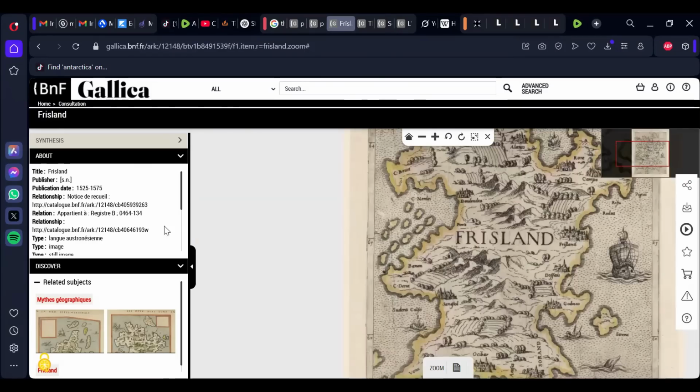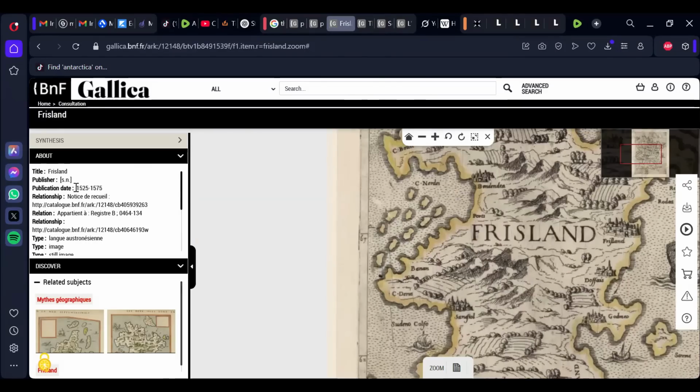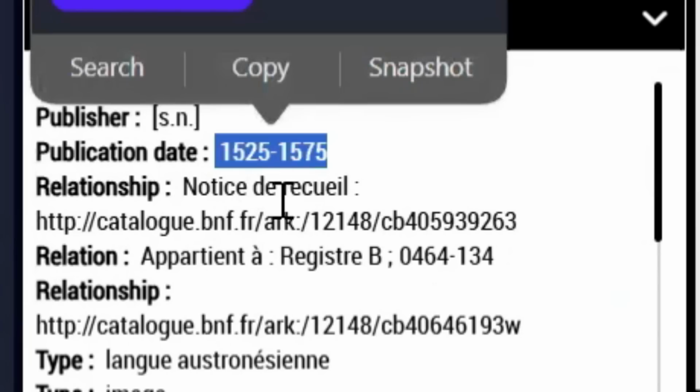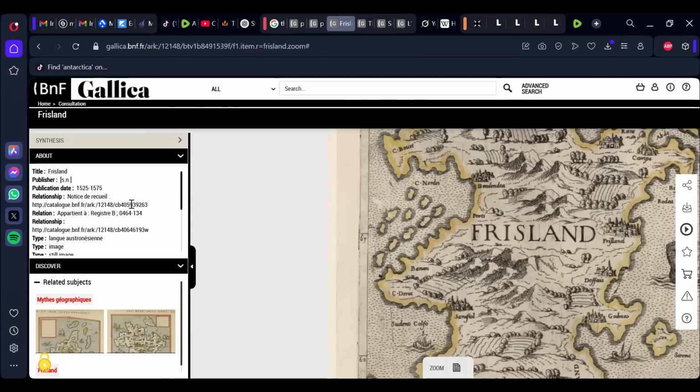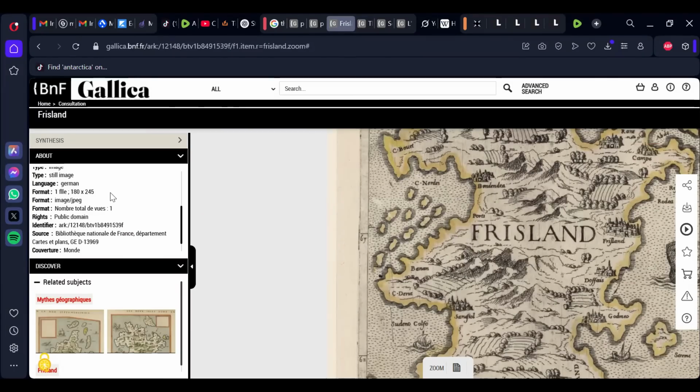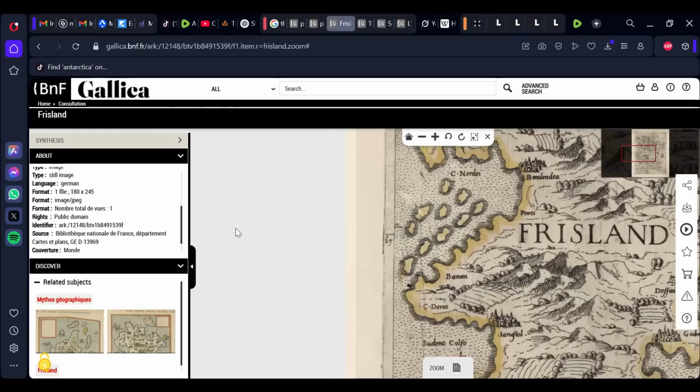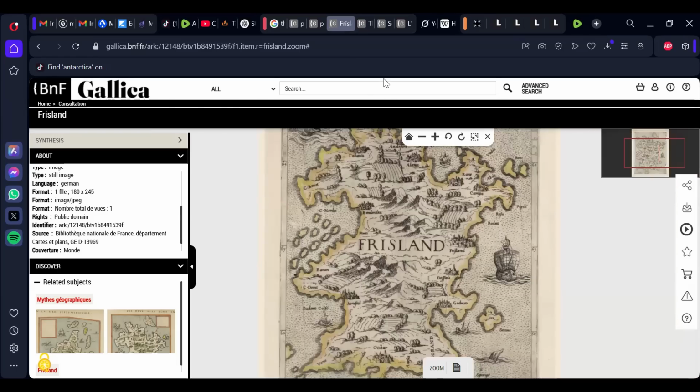And this map has a publication date. It says 1525 to 1575, so they haven't got an actual specific date there. It says it's written in German. So there you go, Frisland.